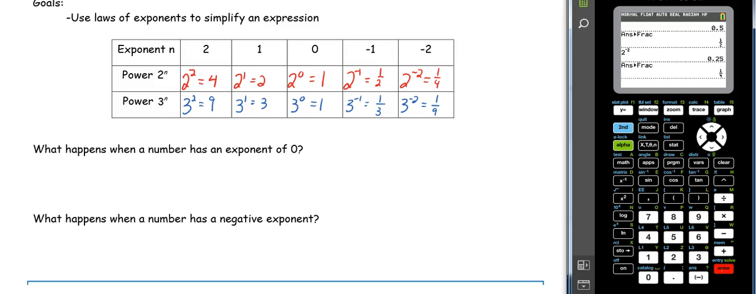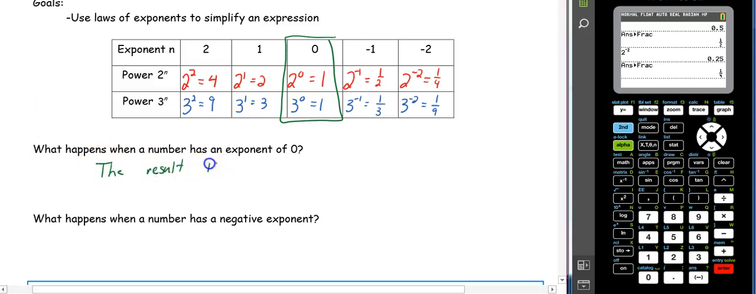So what happens when a number has an exponent of 0? Notice that we have 2 examples of when we have an exponent of 0. We have 2 to the 0 power and 3 to the 0 power. Both answers result in 1. So when we have a number to the 0 exponent, the result is 1. So anytime something is to the 0 power, it's going to be 1. And there are going to be special cases that we'll talk about in a couple seconds.